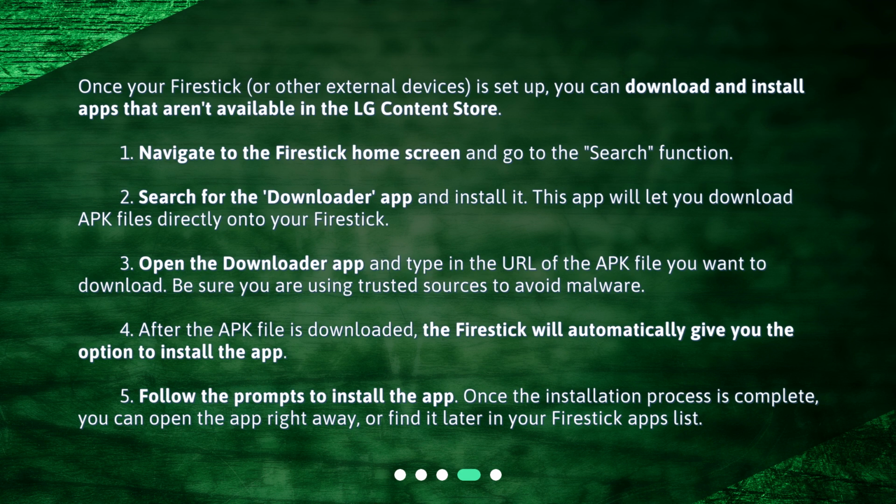3. Open the Downloader app and type in the URL of the APK file you want to download. Be sure you are using trusted sources to avoid malware. 4. After the APK file is downloaded, the Firestick will automatically give you the option to install the app. 5. Follow the prompts to install the app. Once the installation process is complete, you can open the app right away, or find it later in your Firestick apps list.